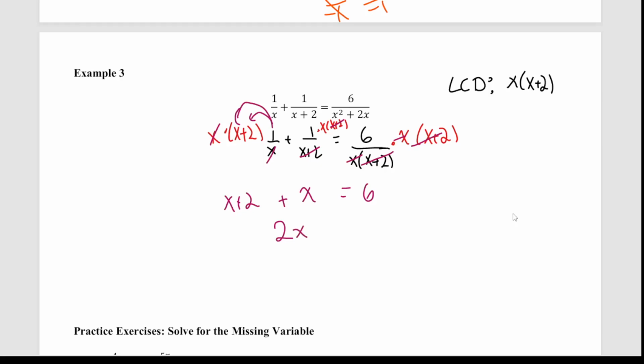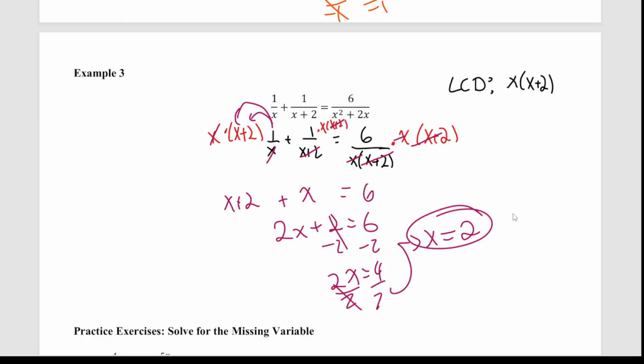Now I'm going to combine like terms. X plus x is 2x. Then I want to move all constants to one side, so subtract 2. And then I need to divide by 2, so then I get x equals positive 2 as my final solution.